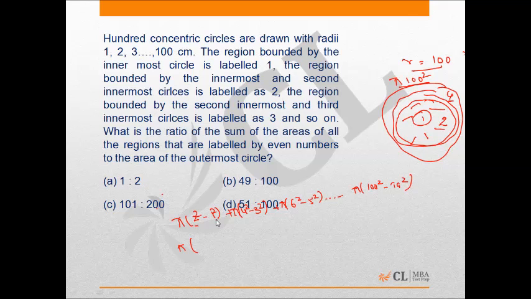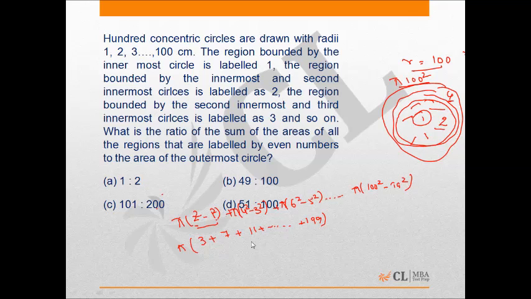From 2 square minus 1 square we can write 2 plus 1 and 2 minus 1, where 2 minus 1 is 1 and 2 plus 1 is 3, so 3 into 1 is 3. Plus 4 plus 3 and 4 minus 3: 4 minus 3 is 1 and 4 plus 3 is 7, so 7 into 1 is 7. Plus 6 minus 5 and 6 plus 5: 6 minus 5 is 1 and 6 plus 5 is 11, and so on. This series will continue, and the last term turns out to be 100 plus 99 times 100 minus 99, which is effectively 199.